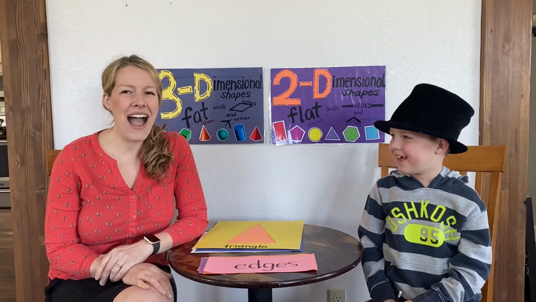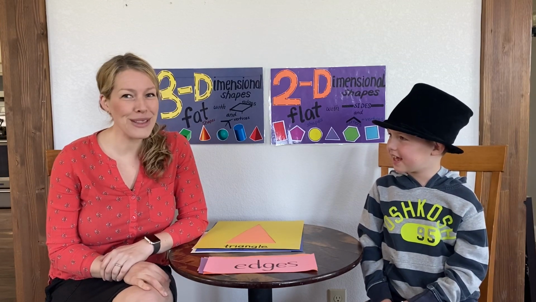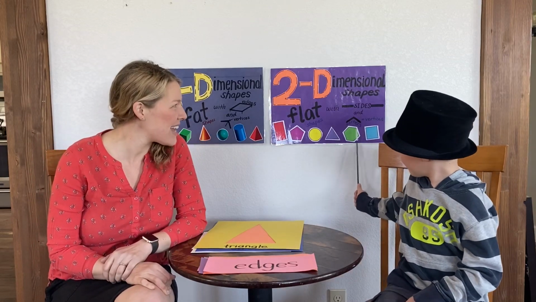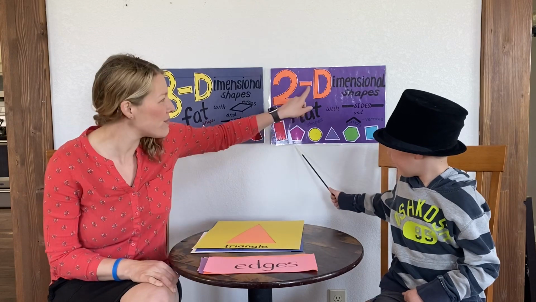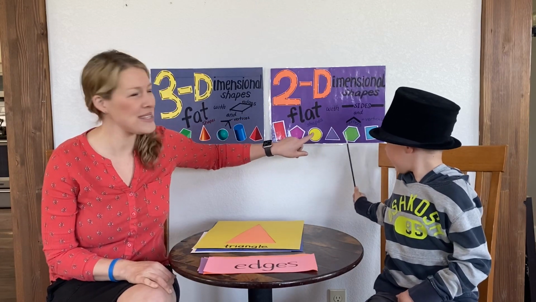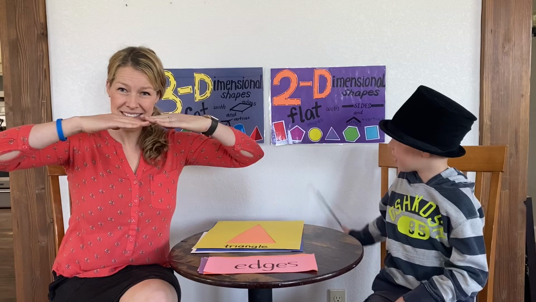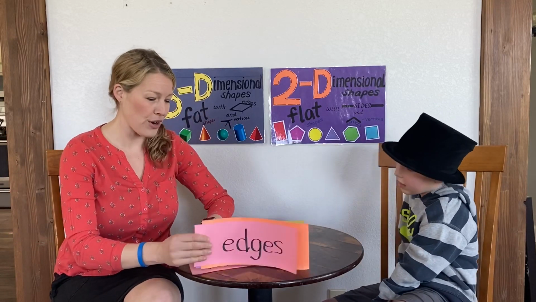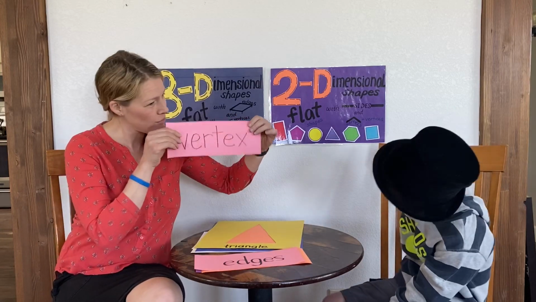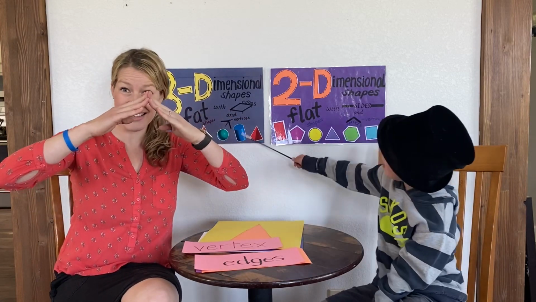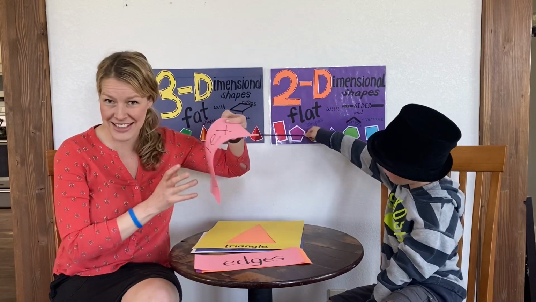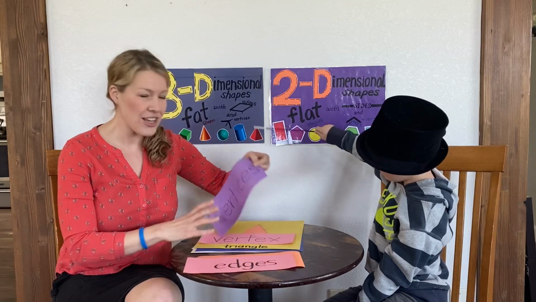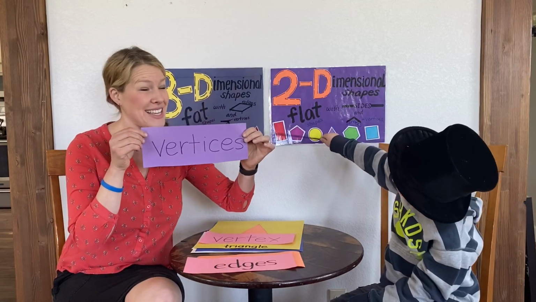So, Caleb, I just quickly want to review with the kids what we learned last week. We learned about 2D shapes, and 2D stands for two-dimensional. Those are flat shapes, and they have sides. Instead of calling those corners, we called them our new word, a vertex, where two of the sides come together. If you have more than one vertex, you call those vertices.